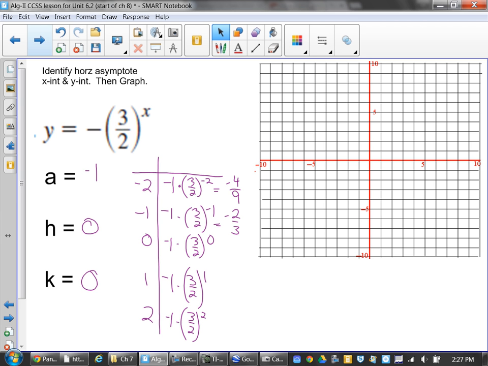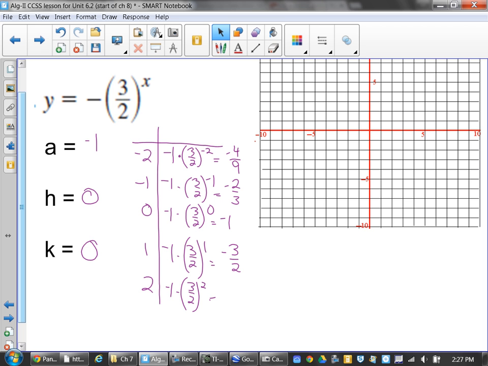We already know what our y-intercept here is going to be, right? -1. And what's our next value? -3/2. And then lastly, -9/4. Very good. I'm so excited when I can do that.